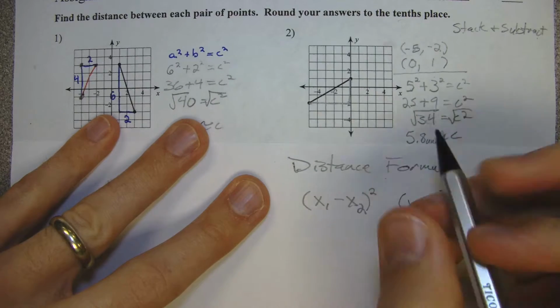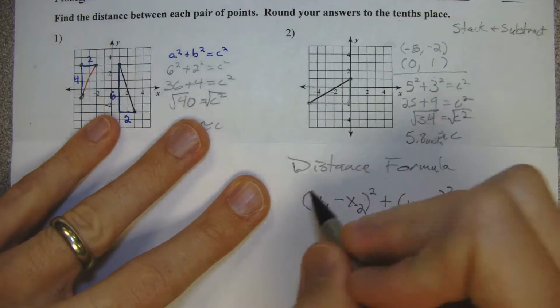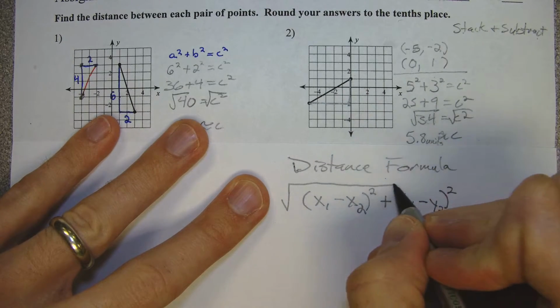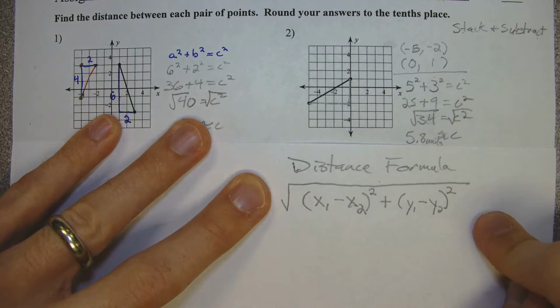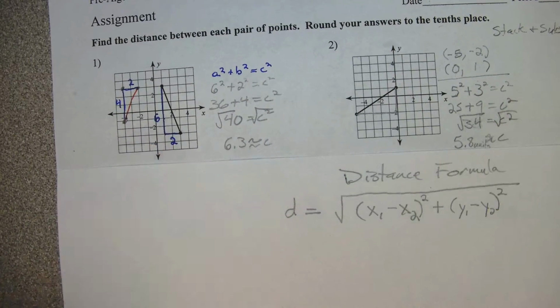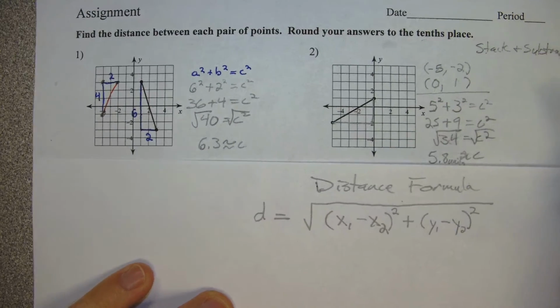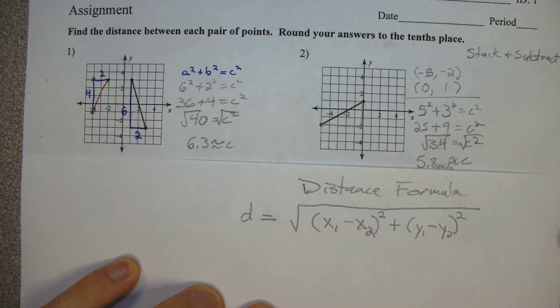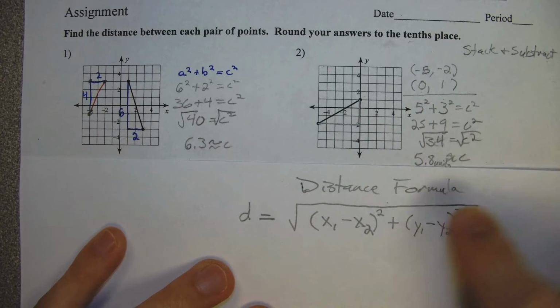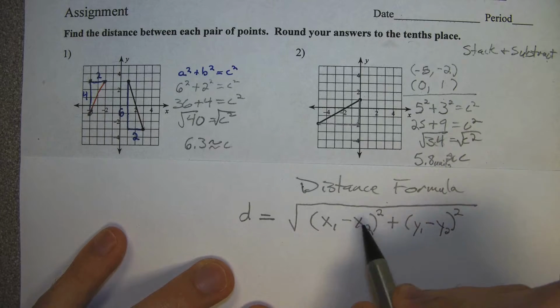Then what did we do? Well, we added them together. And then we took a square root. This is the distance formula. If you want, instead of drawing or stacking and subtracting, you can use this fun bit of, well, algebra. Plug in your x's and your y's, work through it all.